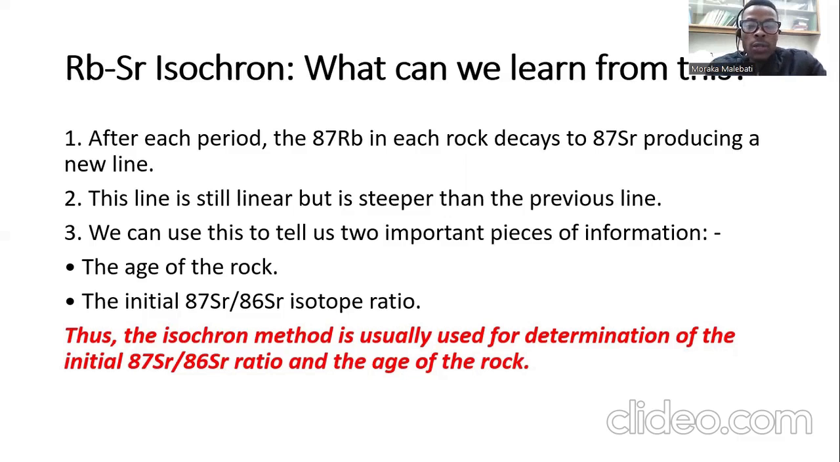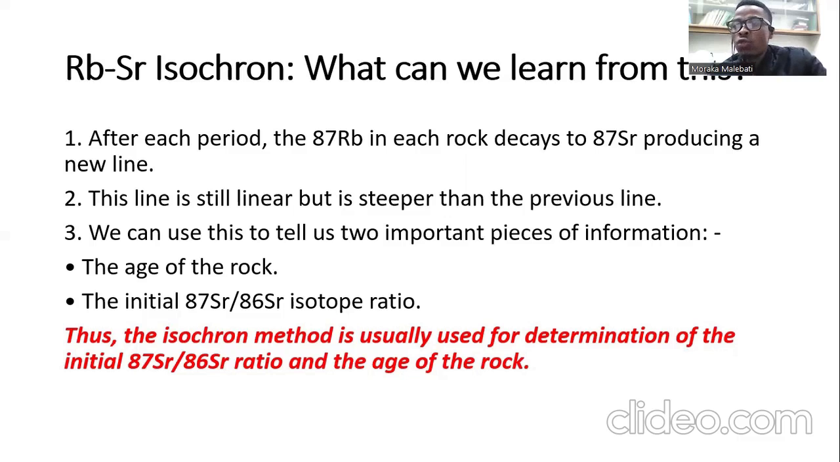So we can use this to tell us two important pieces of information: the age of the rock and the initial strontium-87 over strontium-86 isotope ratio. Thus, the isochron method is usually used for determination of the initial strontium-87 to strontium-86 ratio and the age of the rock. Which is why we say this is a powerful technique for the determination of age.